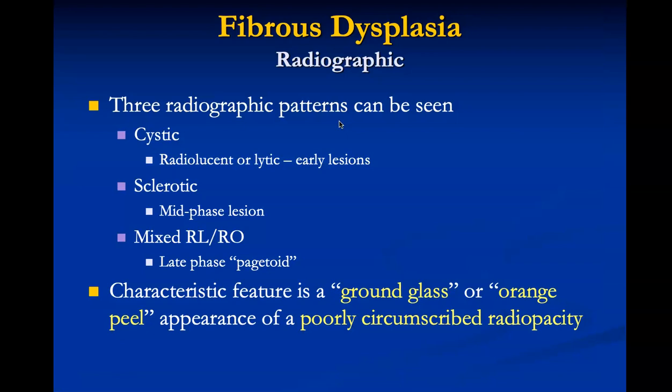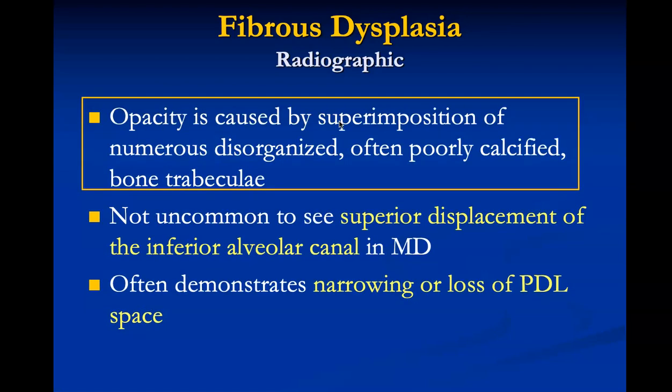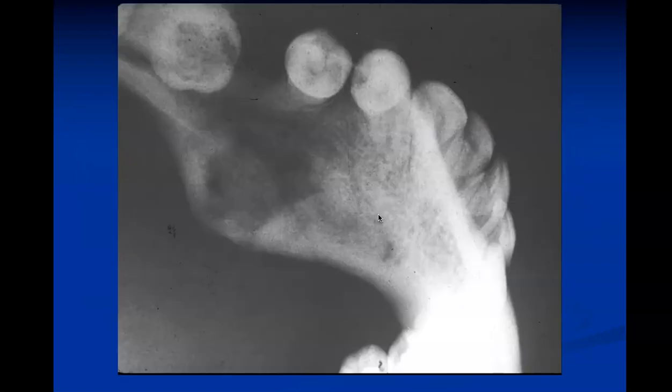So I'm not really going to go into the radiographic because you've had that already. You know that the ground glass look is associated with fibrous dysplasia as well as the peau d'orange, which is the orange peel or orange skin look. The one thing to remember is why you're getting the opacities. What causes the opacity, and that's that superimposition of all the small little bone trabeculae that are within this fibrous tissue in this disease. And I think he also talked about the superior displacement and the narrowing or loss of the PDL space. A couple examples.